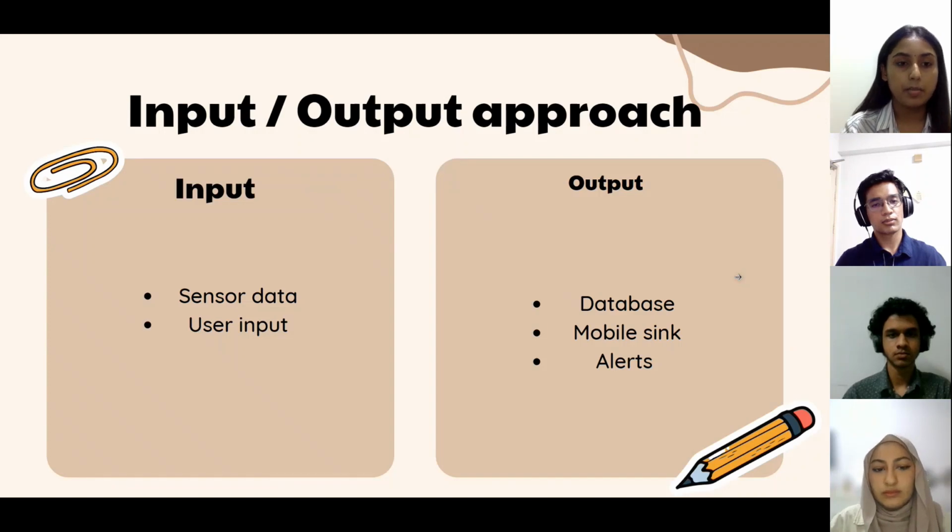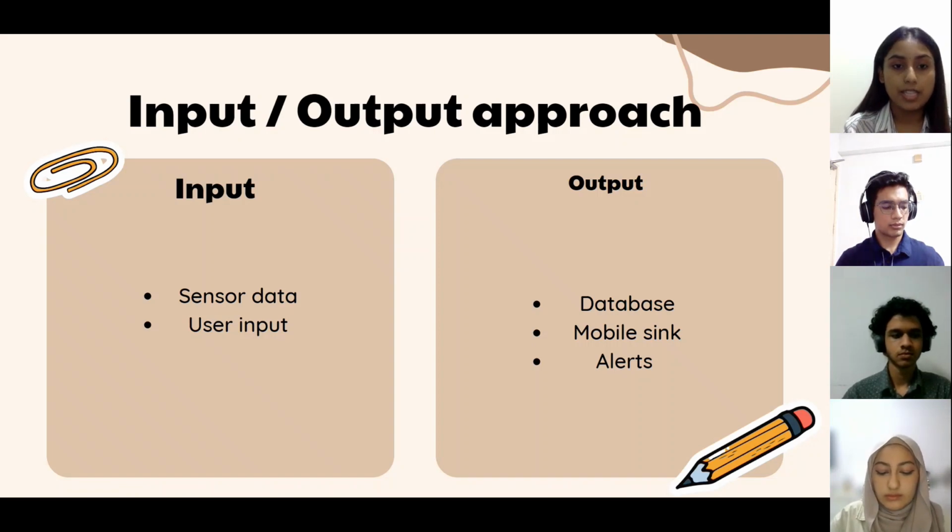So here we will discuss the input and output approach of this study. For input, we have sensor data. The system gathers information from numerous sensors installed in the agricultural field, such as temperature, humidity, light intensity, soil moisture, and pH level. The sensors are linked to the NodeMCU microcontroller, which reads the data and wirelessly transfers it to the base station.